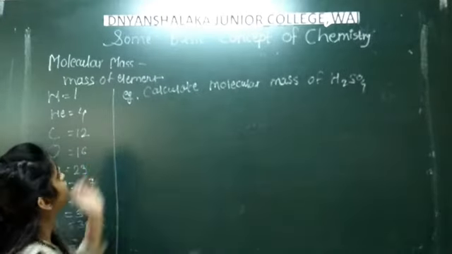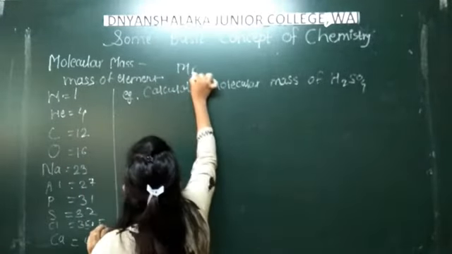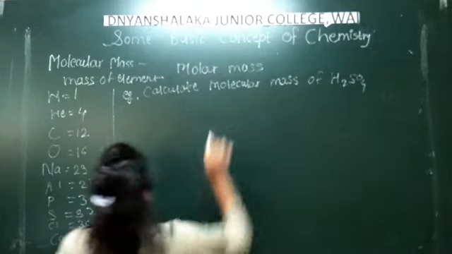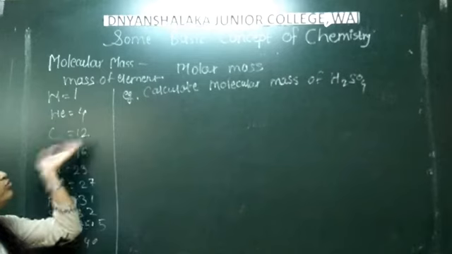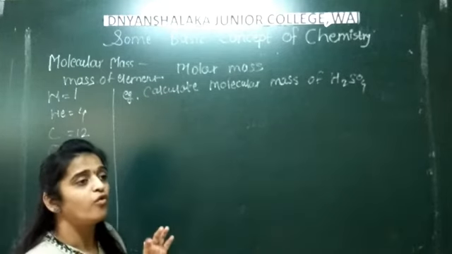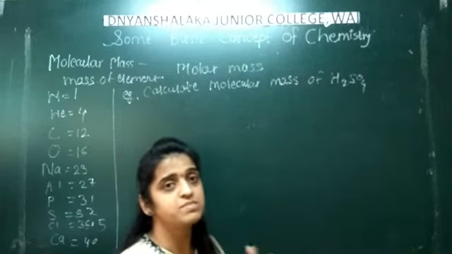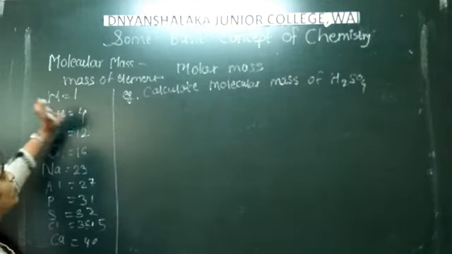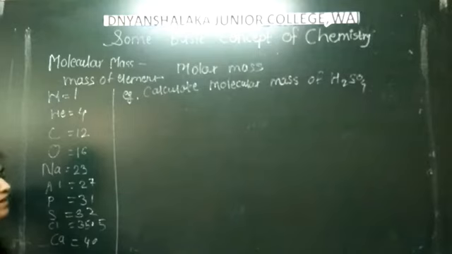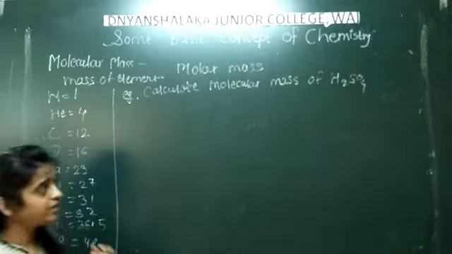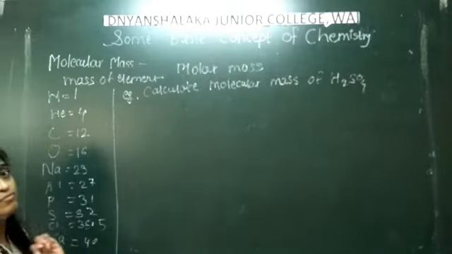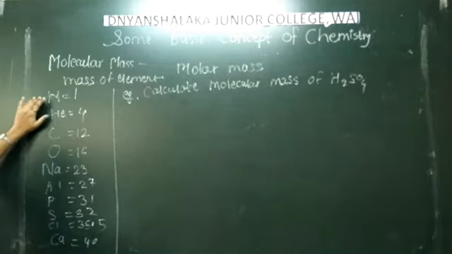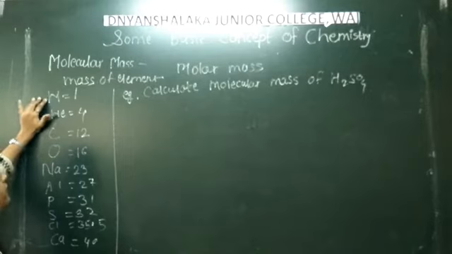Molecular mass is also known as the molar mass of a compound. So what is molar mass? Molar mass, similar to molecular mass, is the sum of all the atomic masses present in a molecule or compound. So we use the atomic masses of the elements, which we learned earlier along with atomic numbers.